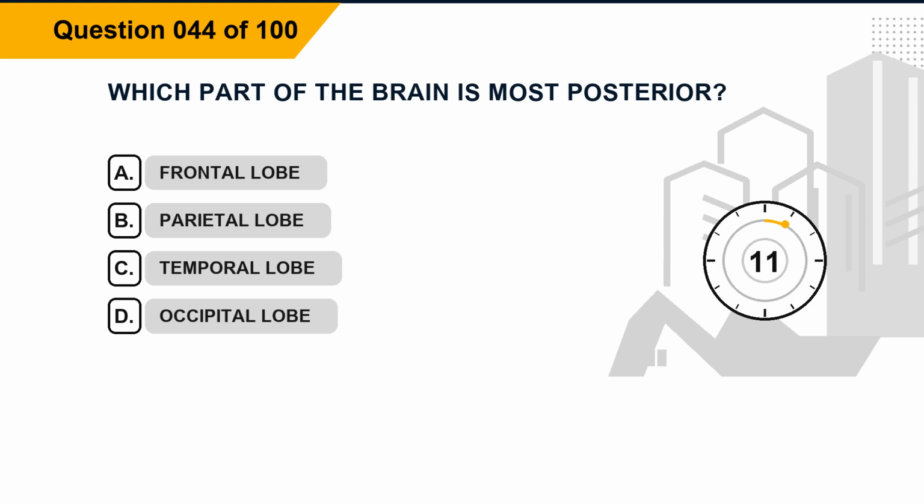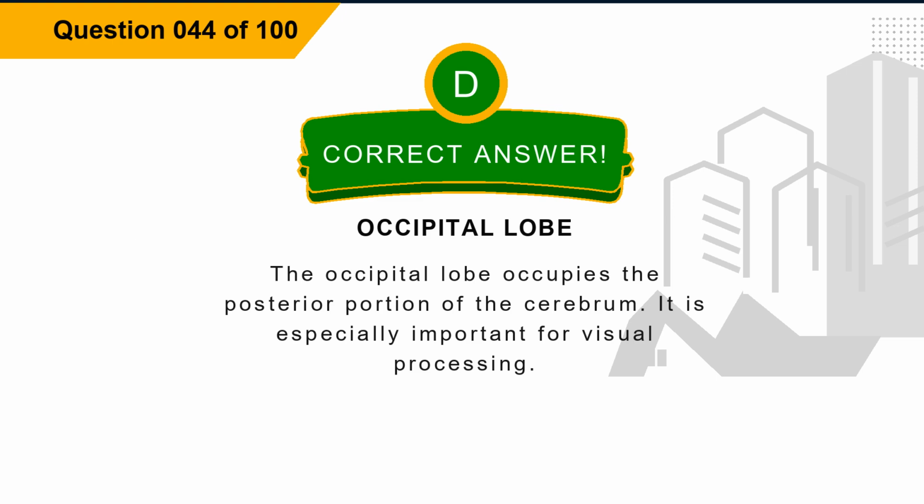Question 44. Which part of the brain is most posterior? Option A, frontal lobe. Option B, parietal lobe. Option C, temporal lobe. Option D, occipital lobe. The correct answer is option D, occipital lobe. Explanation. The occipital lobe occupies the posterior portion of the cerebrum. It is especially important for visual processing.